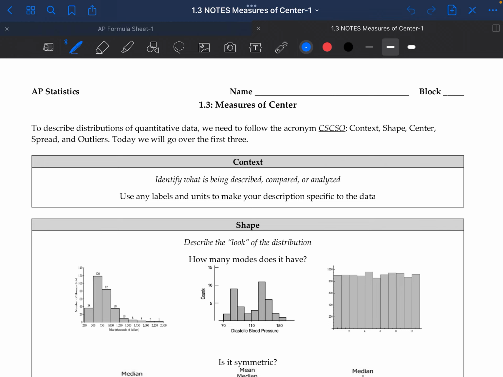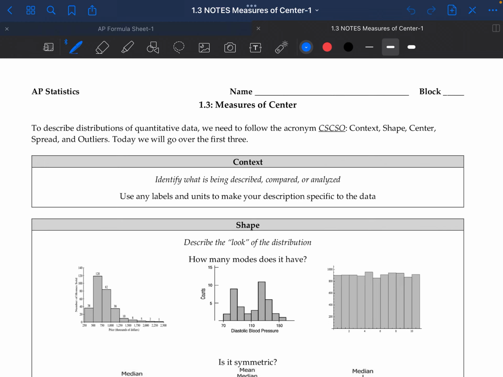Different teachers have different acronyms, but we like to go with CSCSO, because it's got a good rhythm to it. Kind of sounds like E-I-E-I-O from the McDonald's song. So yeah, the CSCSO, we're going to go over CSC today, and in the next video we'll go over SO, and then we'll loop it all together.